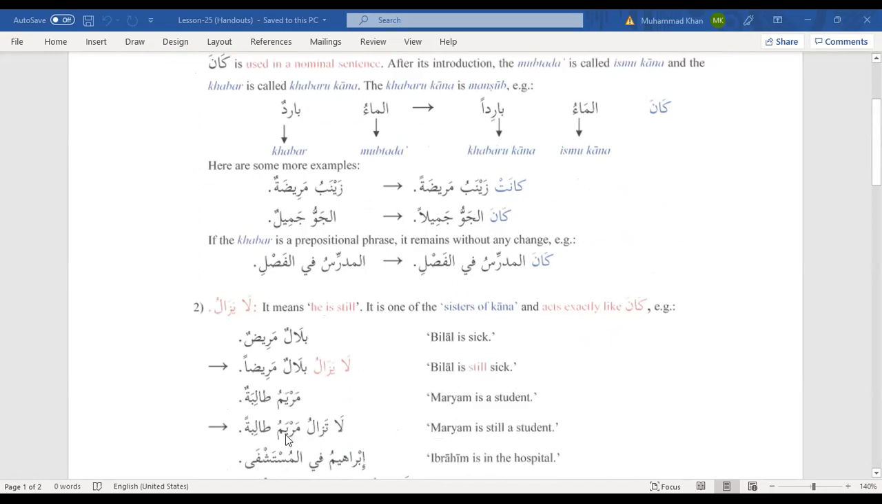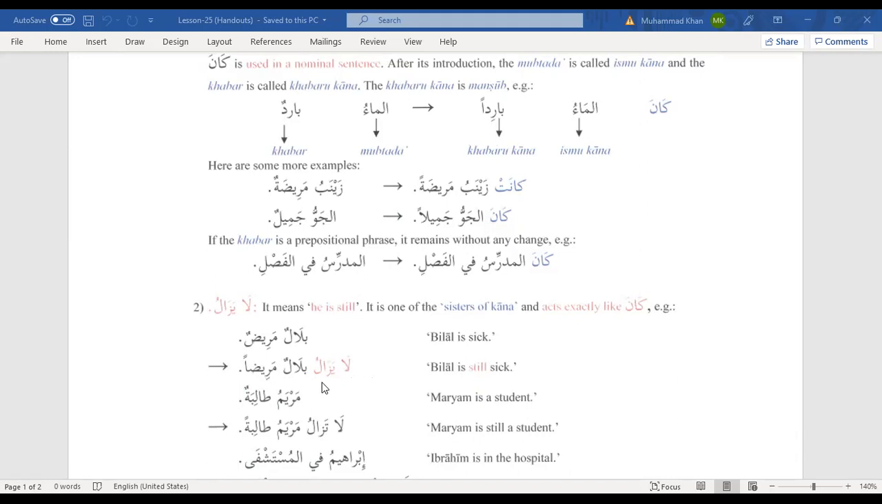La yazalu is also the sister of kana, and it has the same impact with different meaning. For example, we say Bilalun maridun, Bilal is sick. And if we want to say Bilal is still sick, we will say La yazalu Bilalun maridun, Bilal is still sick. So what happened here is La yazalu has an impact on the predicate, and the predicate has changed into mansoob. So we say La yazalu Bilalun maridun.